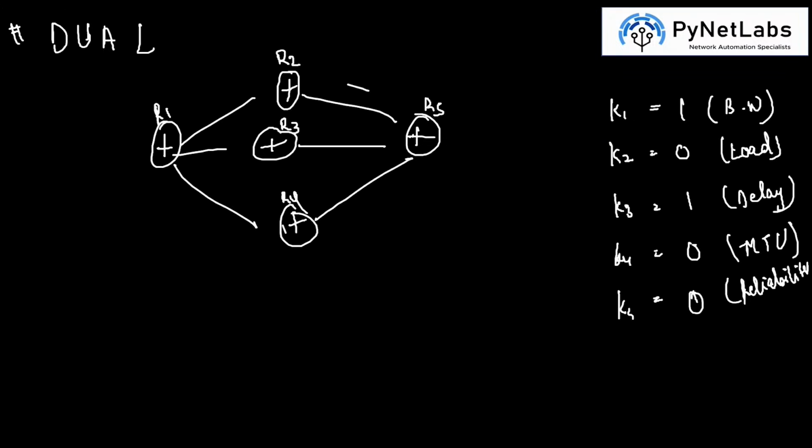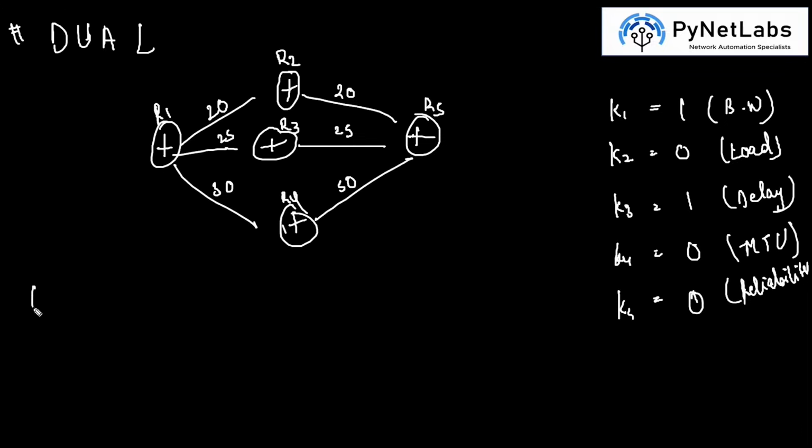Now we are going to discuss DUAL terminology. So let's say the metric between R1 and R2 is 20, and R2 and R5 have a metric of 20. However, when it comes to the EIGRP metric, it is usually a big number. So for our understanding, we are taking it as 20 and 20. And let's say the metric between these two routers is 25, then again 25. And at last, R1 and R4 have a metric of 30. And we have 50 here.